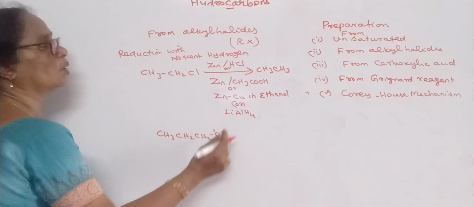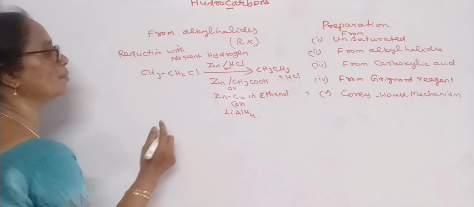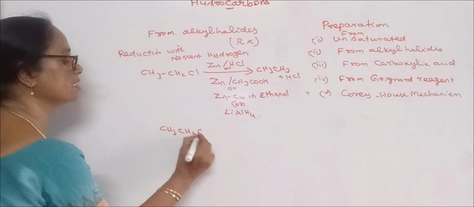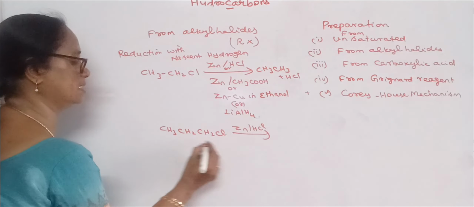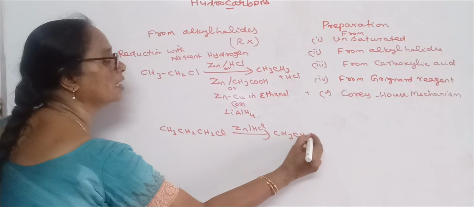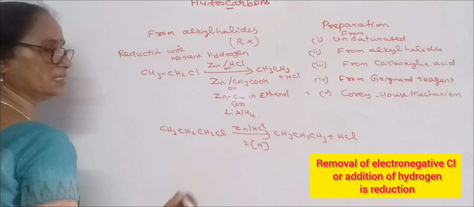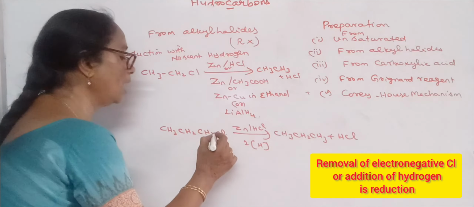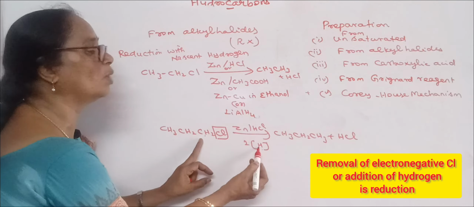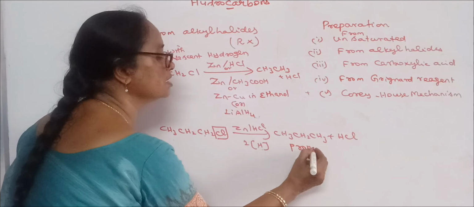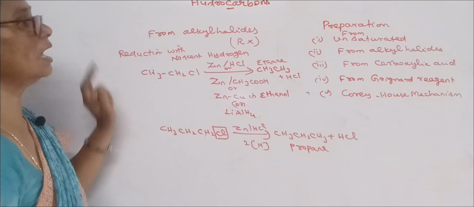So what happened to the chlorine? The chlorine is removed as HCl. Taking propyl chloride, CH3CH2CH2Cl, and using zinc and HCl, we will get CH3CH2CH3 plus HCl. It produces two hydrogen atoms. The one hydrogen with the halogen leaves as HCl, and the CH2 is satisfied with one more hydrogen. So here we get propane, and in the previous case it was ethane. So this is the preparation from alkyl halide.